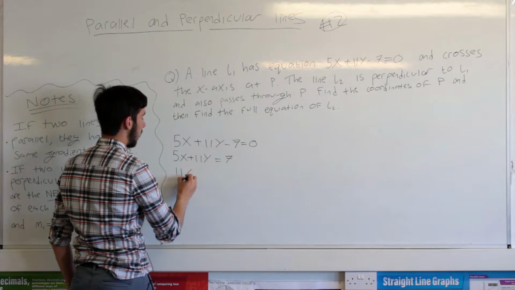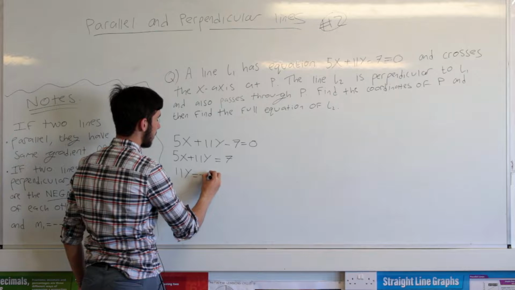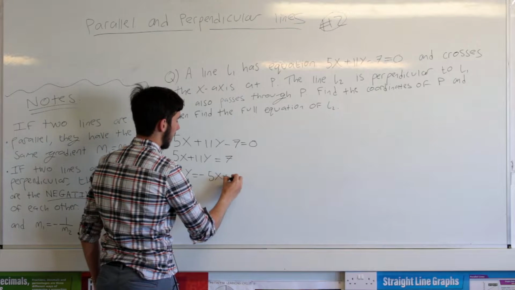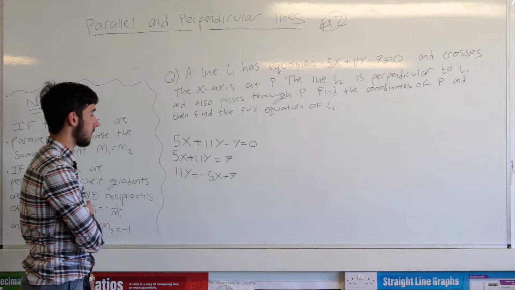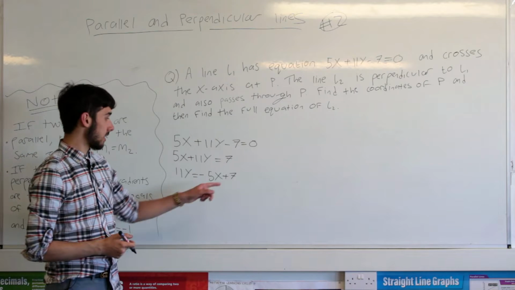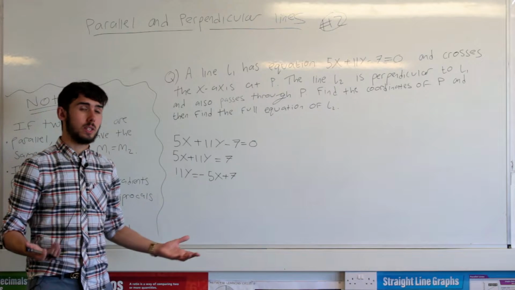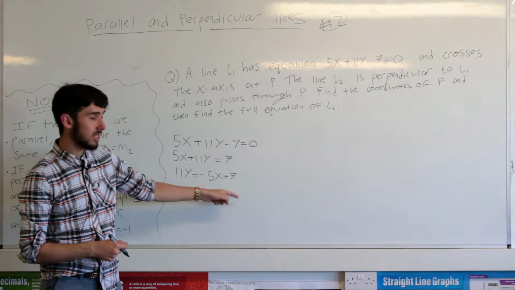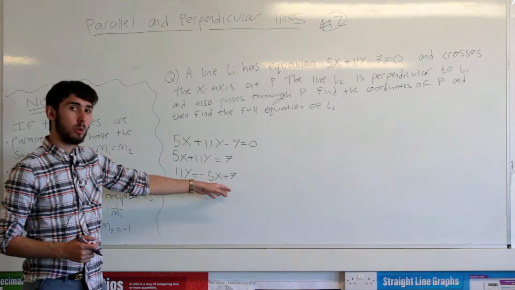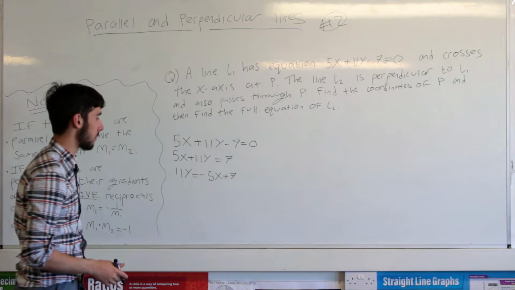So we get 11y equals minus 5x plus 7, just like that, because we've taken 5x away from both sides. Equally, you can have 7 minus 5x, but we like to have our x before, because this is mx plus c, right? So we like to have the x before the constant. That's why I've written those that way around.